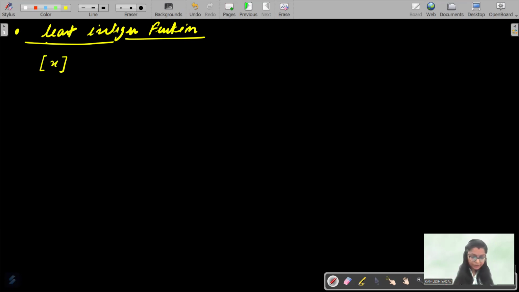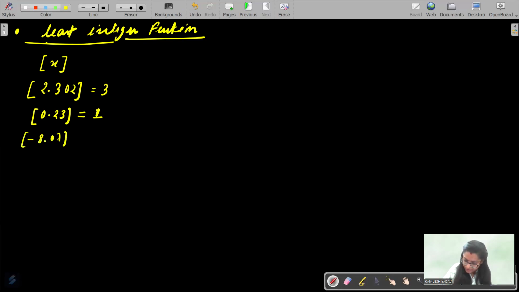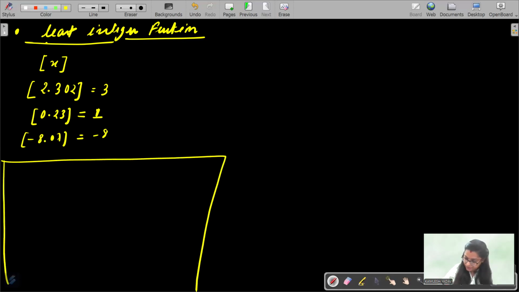Okay, but here one thing we remember, when we have an element like 2.3023, so the least integer is here 3. Okay, when we have 0.23, then the least integer value is here equal to 1. Okay, when we go for minus 8.07, so the least integer function here is minus 8. Now here we also construct a table, understand the concept of least integer function.